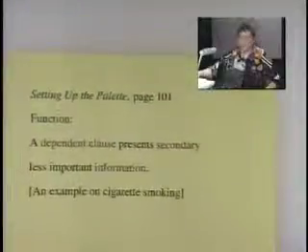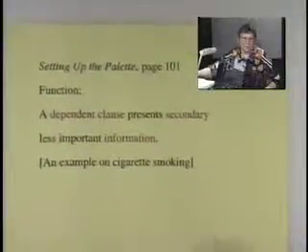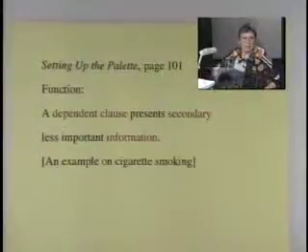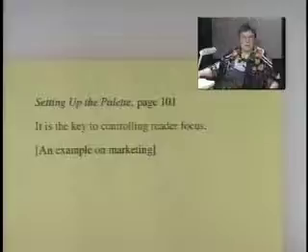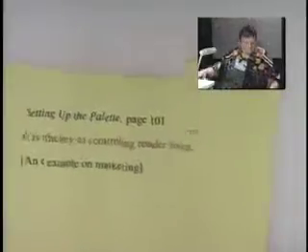So now it leads us into the next aspect that you need to memorize, and that is the function of a dependent clause. Highlight this. A dependent clause always presents secondary, less important information. Always. And as a result, and I'll come back to this example on cigarette smoking in just a second, it is the key to controlling reader focus. So we'll talk about that.